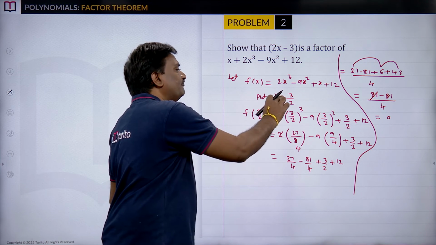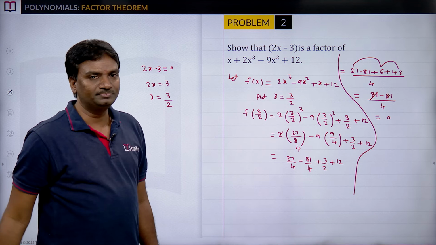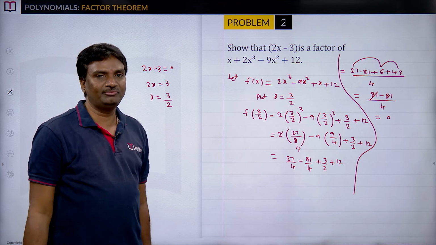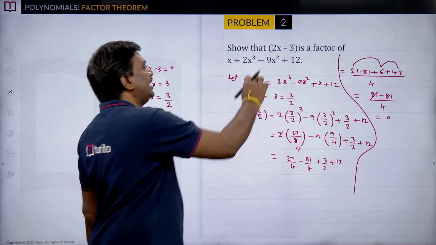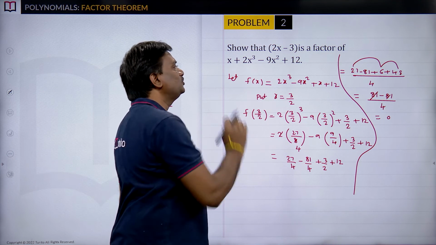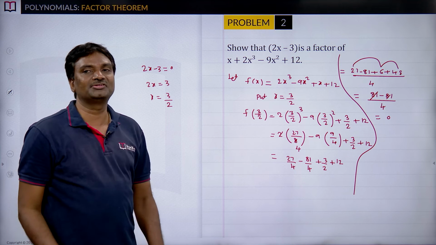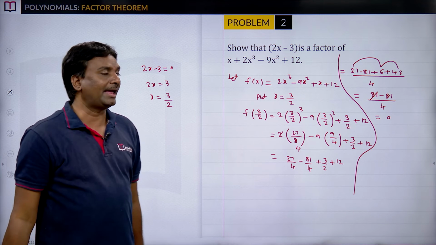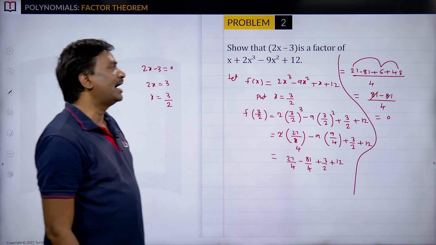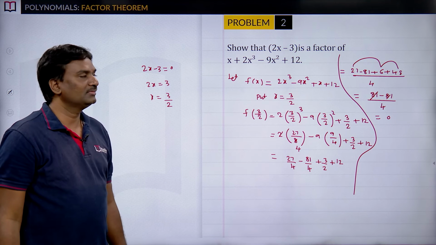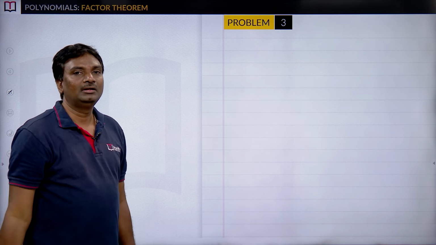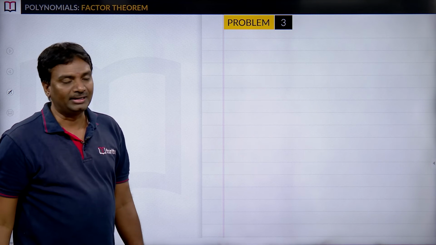So in place of x, by substituting 3 by 2 in the polynomial 2x cube minus 9x square plus x plus 12, then you can write the conclusion. Therefore, 2x minus 3 is a factor of 2x cube minus 9x square plus x plus 12. So, you can write the conclusion like that. So, hope you understood. Here the problems are very easy, but calculation part is very, very important.